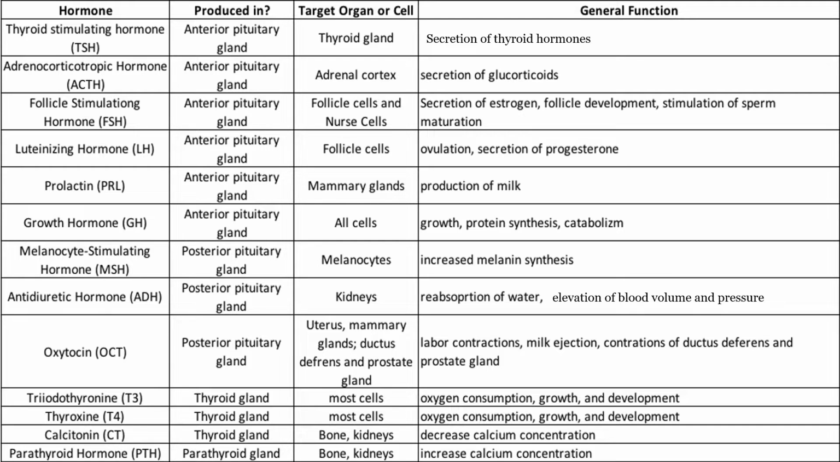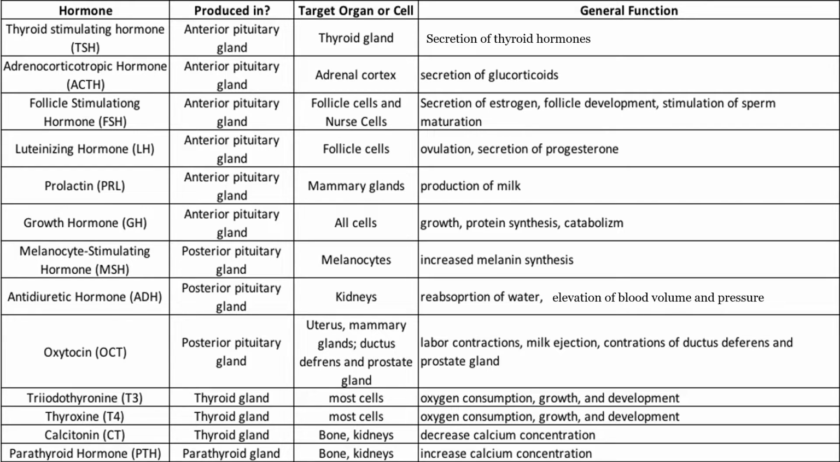What do these hormones do? TSH stimulates thyroid hormone release from the thyroid gland. ACTH stimulates the secretion of glucocorticoids from the adrenal cortex. FSH stimulates the release of estrogen and helps in follicle and sperm development. LH helps in ovulation and progesterone release. Prolactin stimulates milk production. Growth hormone stimulates body cell growth, protein synthesis, and catabolism.